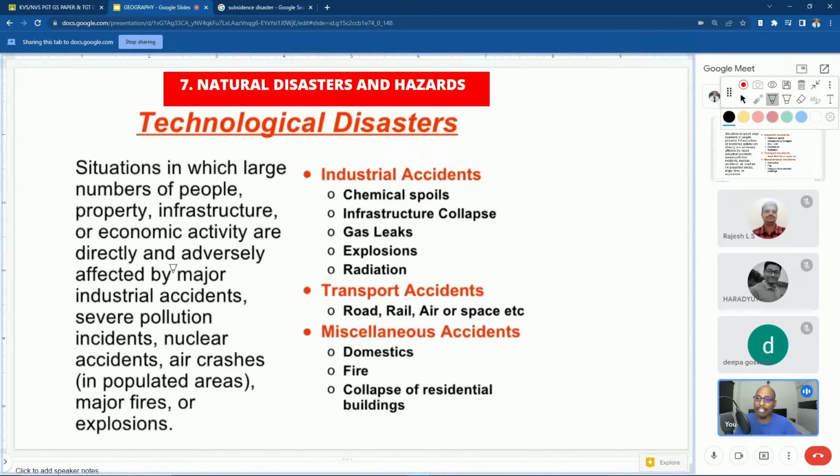Then technological disasters are there, situations in which a large number of people, property, infrastructure or economic activity are directly or adversely affected by major industrial accidents, severe pollution incidents, nuclear accidents like Chernobyl, air crashes, major fires and explosions. So these are industrial accidents like chemical spills, infrastructure collapse, gas leaks like the Bhopal gas tragedy, explosions that generally happen in the steel industry, radiation in nuclear reactors for people who are working in them, and transport accidents, road, rail, air and space accidents. So domestic fires, collapse of residential buildings, all these are technological disasters.